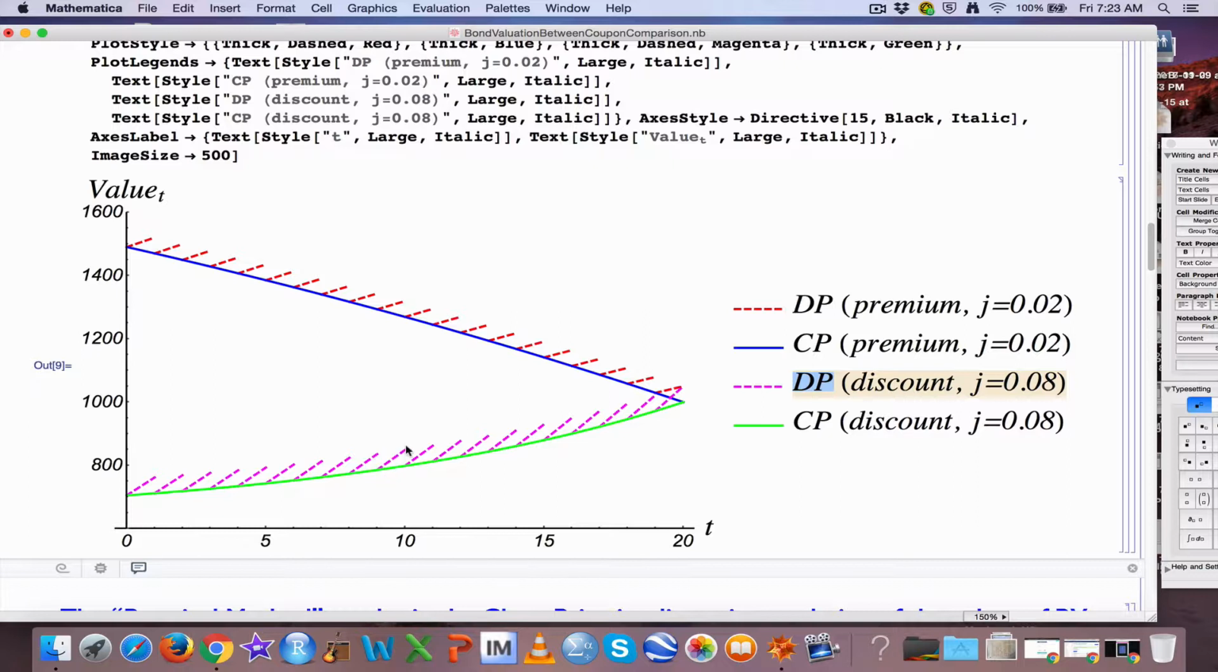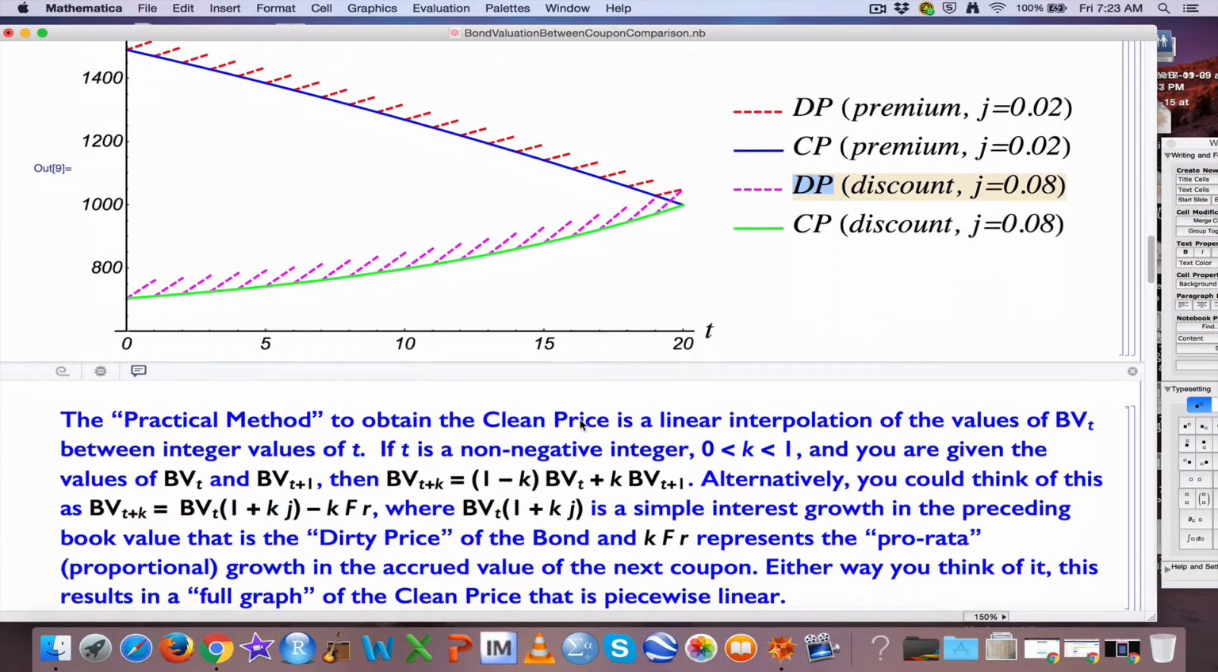Okay. But what I want to do for the rest of the video is continue to focus more on the bold curves here, not the dashed ones, thinking about the different interpolation methods. And let's now talk about the practical method.